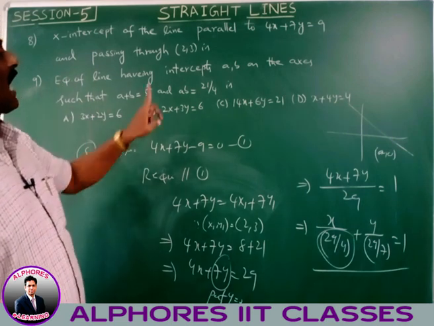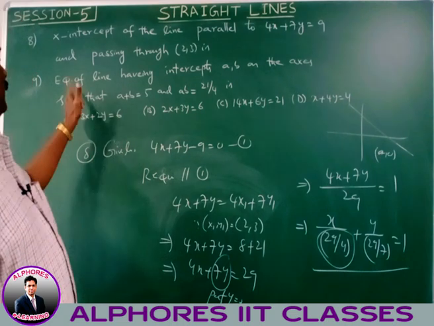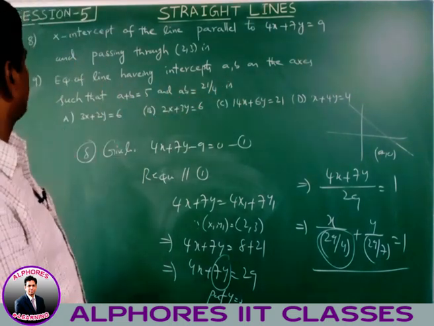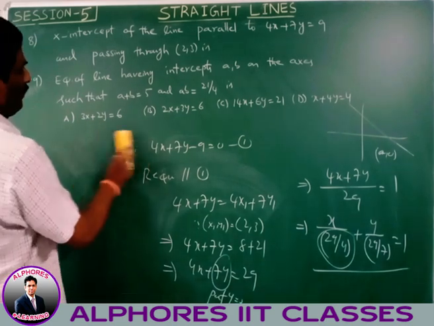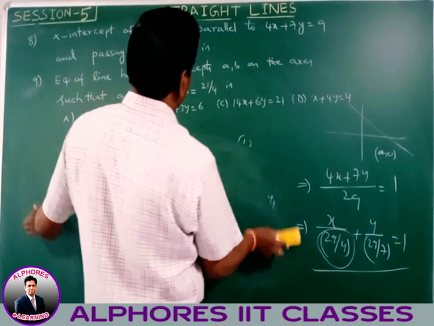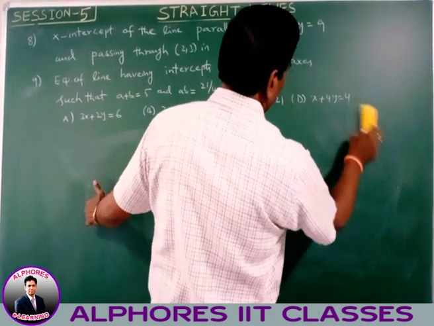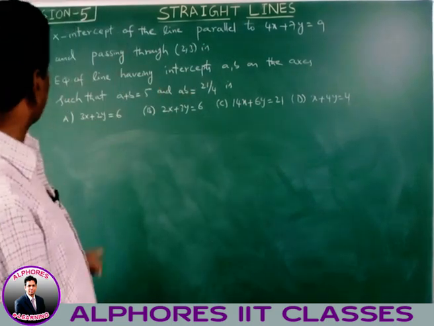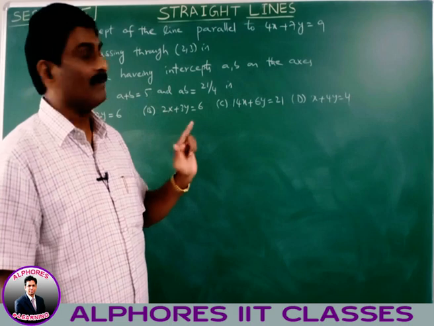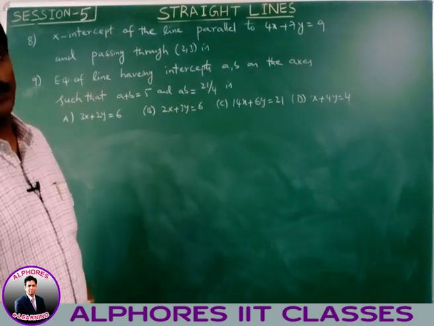Equation of the line having intercepts a, b on the axis such that a + b = 5 and ab = 21/4. The equation of the line having intercepts a, b on the axis such that a + b = 5 and ab = 21/4.